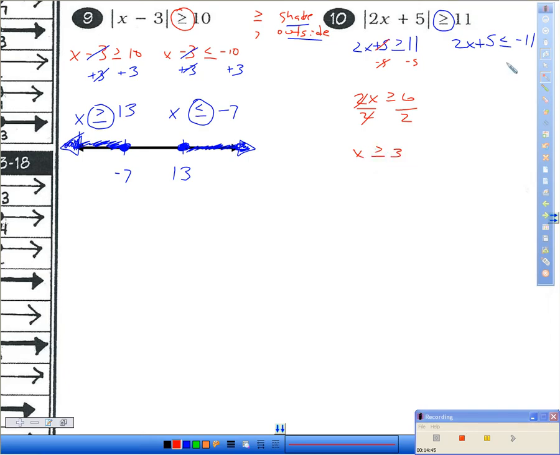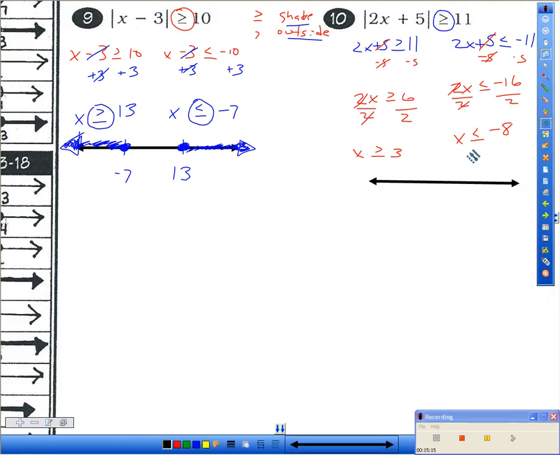X is greater than or equal to 3, and then we'll subtract 5 from the left, subtract 5 from the right. The 5's cancel, and we end up with 2x is less than or equal to negative 16. We'll divide the left by 2 and divide the right by 2. The 2's cancel, and we end up with x is less than or equal to negative 8. At this point, we have our two solutions. We're going to put that on a number line.